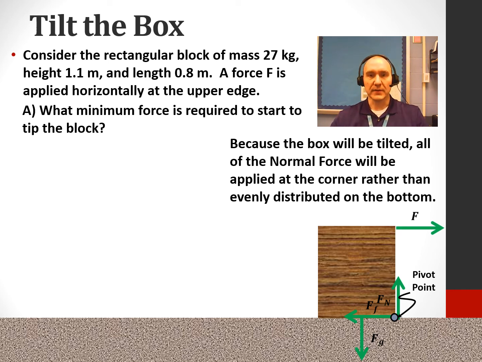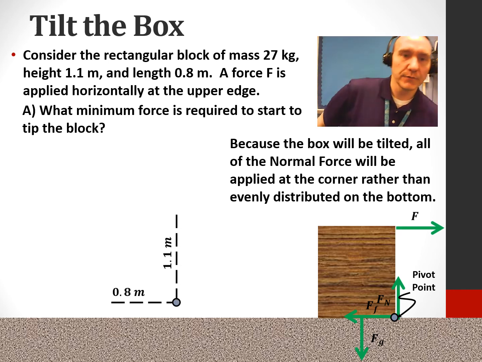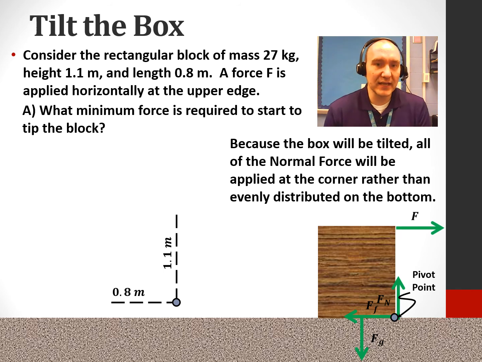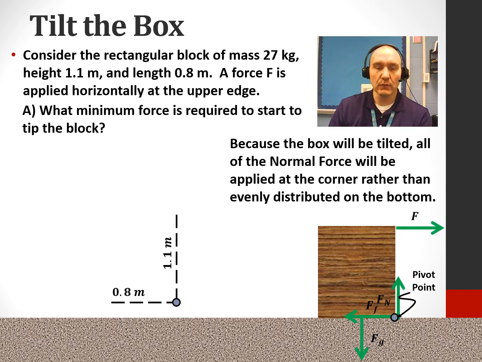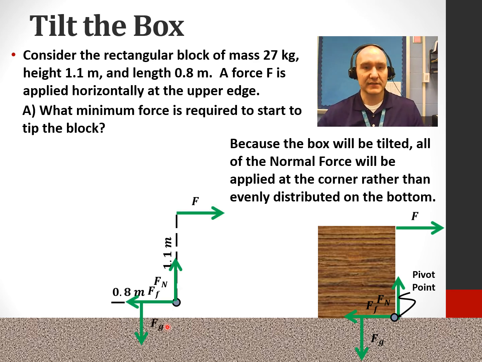That's going to apply a torque as well. All right, so if we look at our forces that are being applied, we have the force F that's being applied at 1.1 meters above where that pivot point is. And then we have this force of gravity that's being applied not at the end, but in the middle, halfway of that 0.8. So 0.4 is going to be the lever arm for the force of gravity.